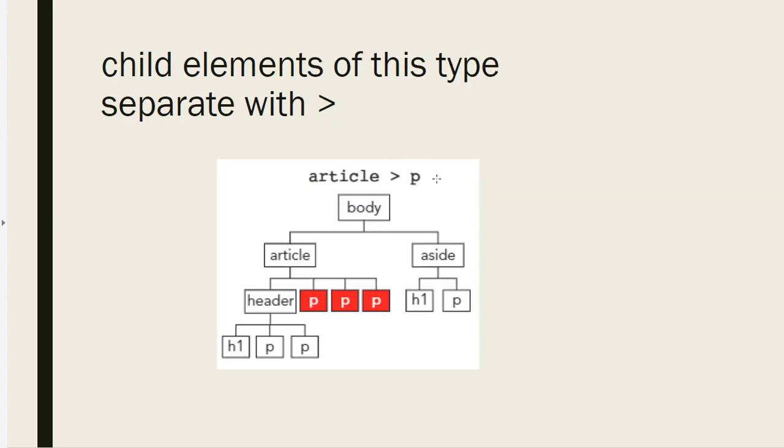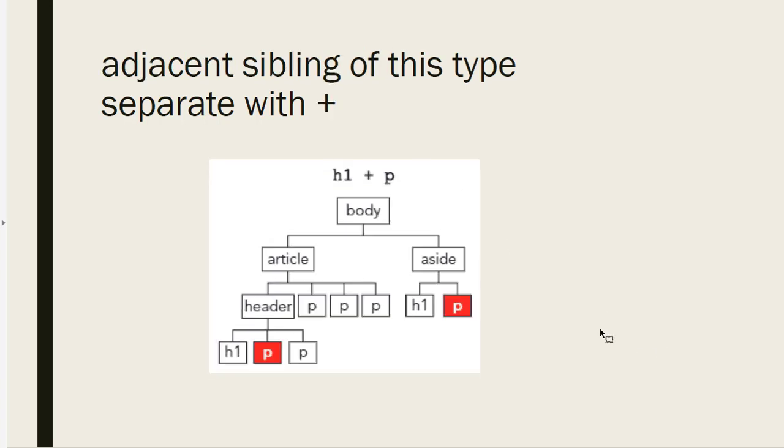Here, we want a paragraph that is a child of article. So it's not just a descendant, so it can't be grandchildren. It has to be the child of article, and it picks up those elements, and that's where the style is applied, only to those paragraphs that are a child of article.